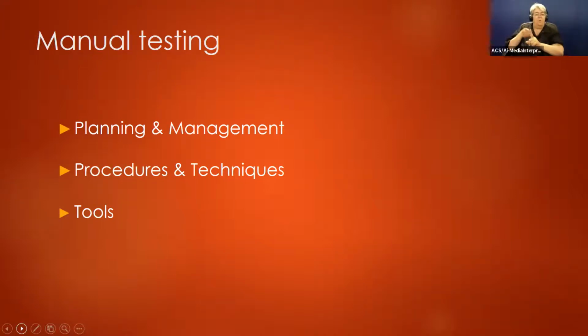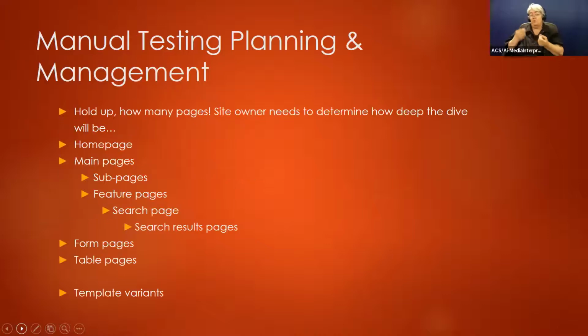So your procedures and techniques. We've got using keyboard functionality. We've got looking at color contrast testing. We've got screen reader testing. We've got lots of procedures and techniques there. I want to get into some of the tools now. Looking at the testing and testing management. So, as we said, do you look at the home page? Do you look at the main pages, sub pages, template variants? This is just a continuation of what we just talked about.